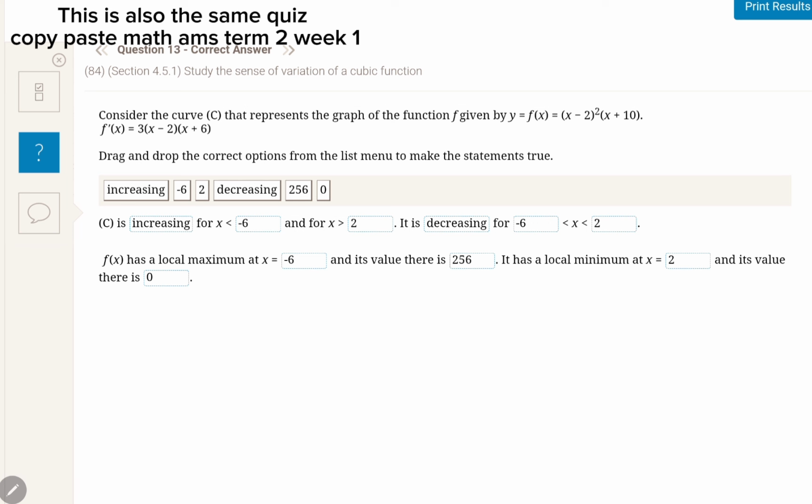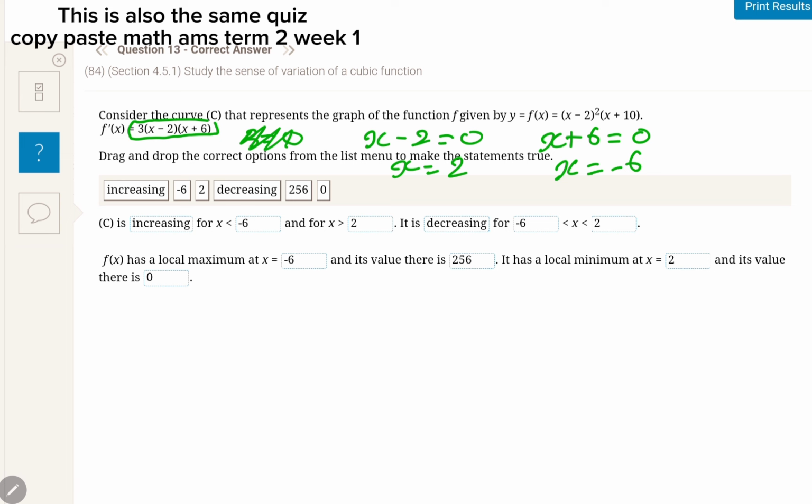Consider the curve C that represents the graph of the function f given by y equals f of x equals blah blah blah. They want increasing, decreasing, blah blah blah. As you can see, they already gave us the first derivative. Now they made our lives much easier. We can get the roots. So you make everything equal to 0. 3 equals 0, x minus 2 equals 0, x plus 6 equals 0. This doesn't make sense. It goes bye-bye. x equals 2, x equals minus 6.